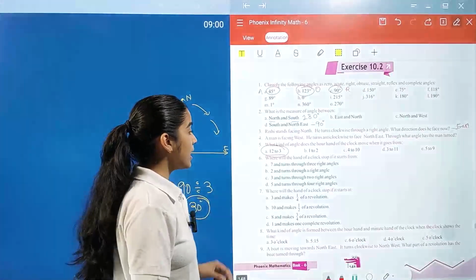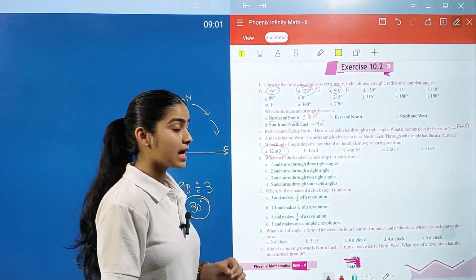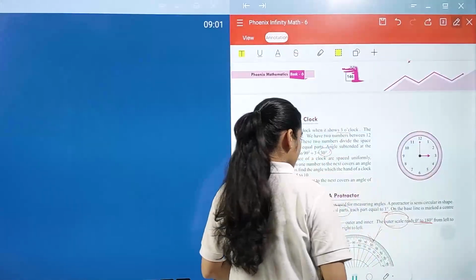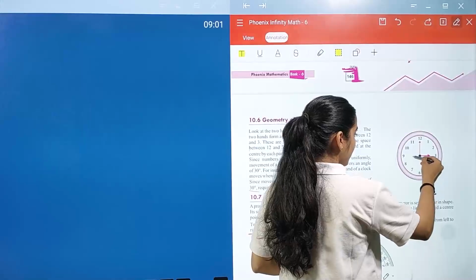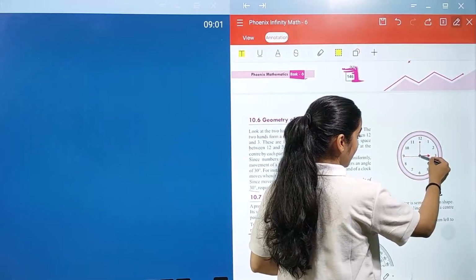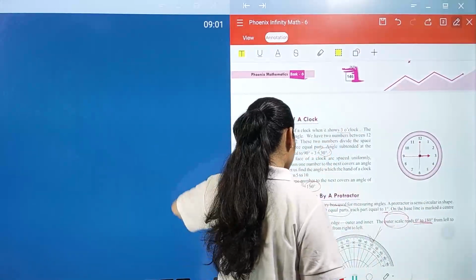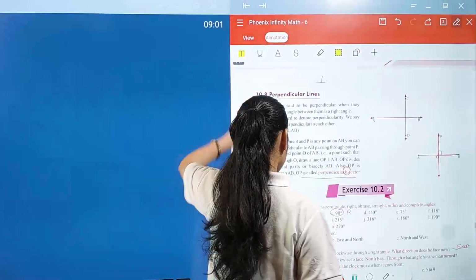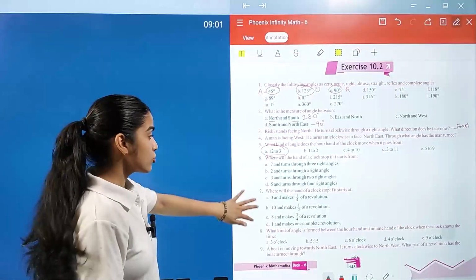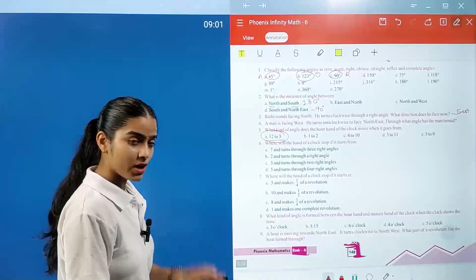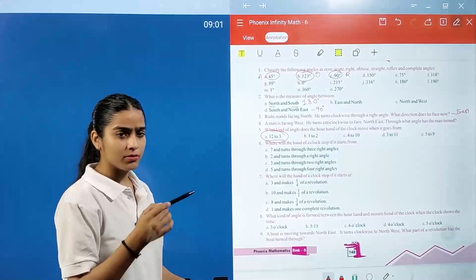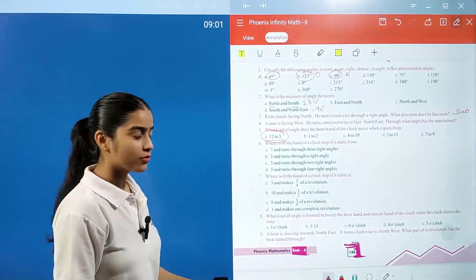Now, where will the hand of the clock stop if it starts from 7 and turns through 3 right angles? Timing is 7 o'clock. The first right angle we have this side, the second right angle we have this side, and the third right angle we have this side. It means 6 o'clock should be your timing when we move from 7 and turn through the 3 right angles. So first you have to make a clock for easy understanding, and then you make your turns and you can easily classify it. Then what will be your timing?